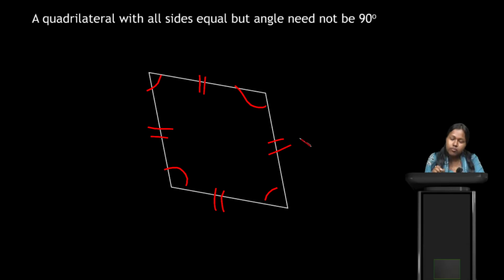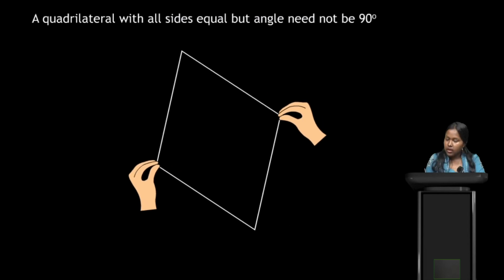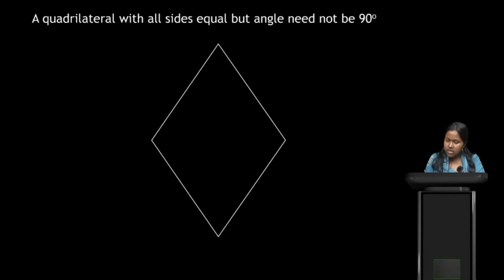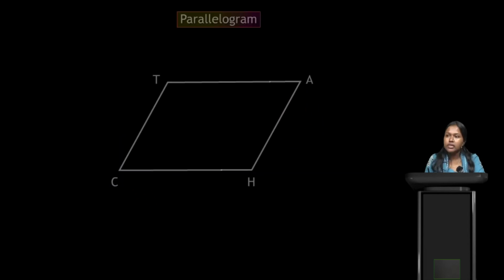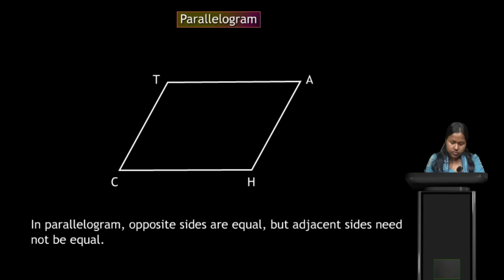So all sides have the same measurement. But this is not a square. So what is the name of this shape? This is called a rhombus. I hope it is clear. Now parallelogram. This is one parallelogram.